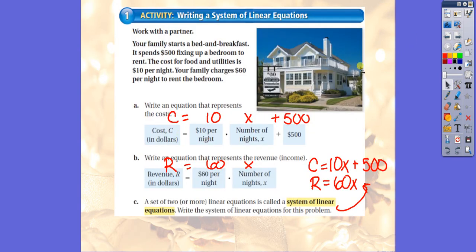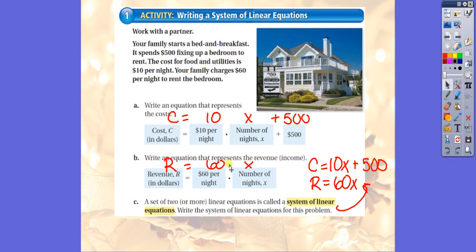So we started with this activity. Your family starts a bed and breakfast. It spends $500 fixing up a bedroom to rent. The cost for food and utilities is $10 per night. Your family charges $60 per night to rent the bedroom. So it asks you to write an equation that represents the cost by using this. So C equals 10 times X plus 500.